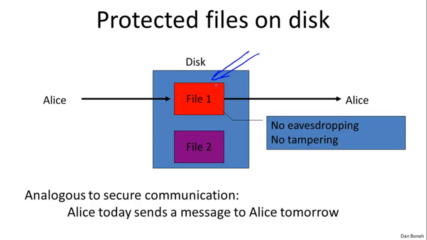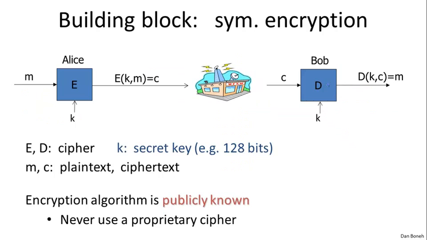Now, I want to make a minor philosophical point that in fact storing encrypted files on disk is very much the same as protecting communication between Alice and Bob. In particular, when you store files on disk, it's basically Alice who stores a file today and wants to read the file tomorrow. So rather than communicating between two parties, Alice and Bob, in the case of stored disk encryption, it's Alice today who's communicating with Alice tomorrow.